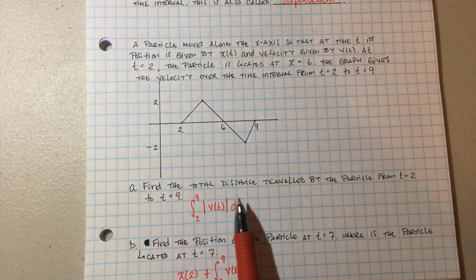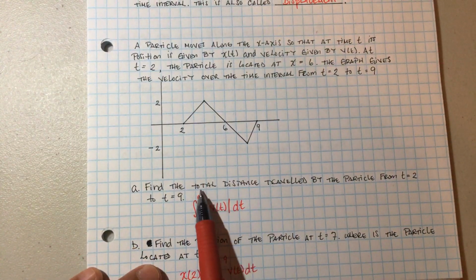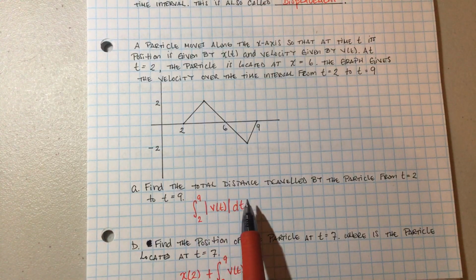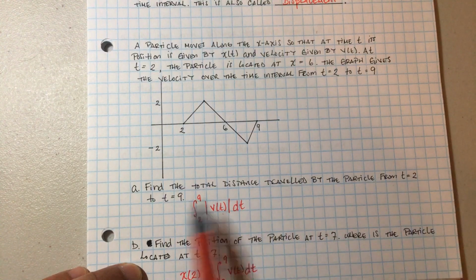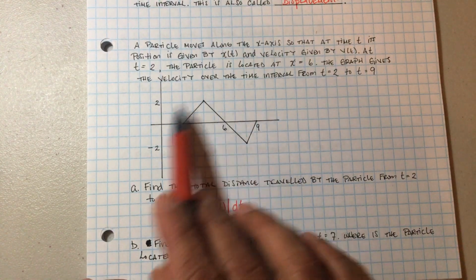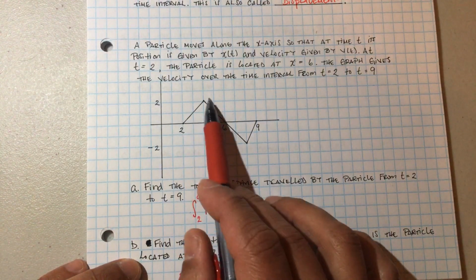It says find the total distance traveled by the particle from 2 to 9. So here's the key word, total distance. What do we do? Absolute value of velocity. From where to where? From 2 to 9. Now in this case, it's a graph, right? The integral is the area underneath the curve, so you're going to have to find the area of this piece.